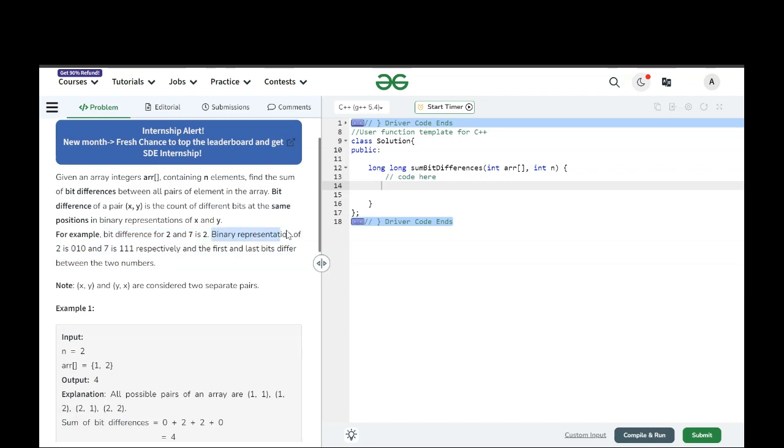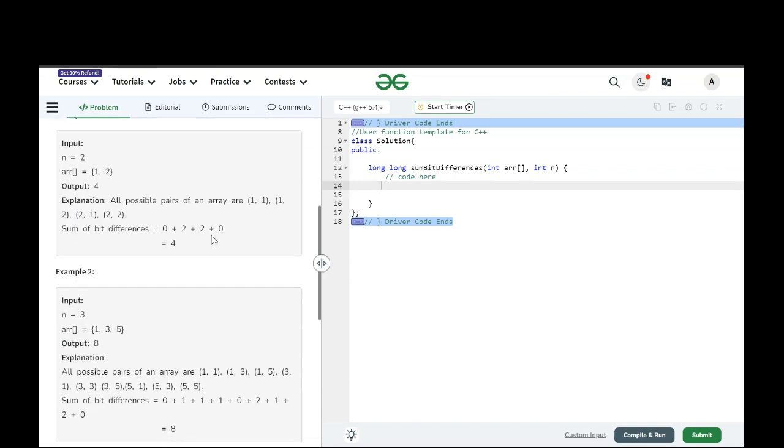Why? Because the binary representation of 2 is 0 1 0, and 7 is 1 1 1. The 0th bit is set in 7 and it is unset in the case of 2, so there is a difference. For the first bit we have 1 and 1, so that is okay, and for the second bit we have 1 and 0. Again it is set and unset, so there is a difference, so it will be 2.